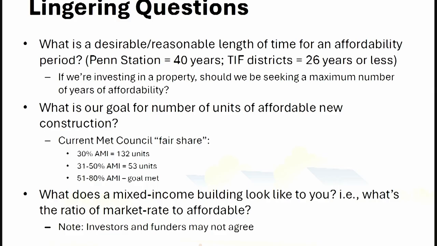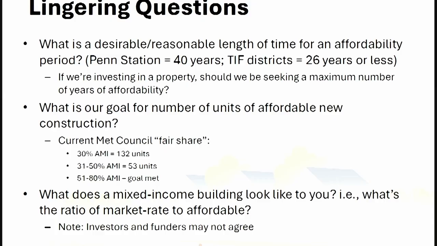And next page, we have some lingering questions that we would like to hear more from you about. The first is length of time. As we talked about, all affordable properties or projects with tax credits are likely to be affordable for 40 years. A TIF district, the maximum is 26 years, but sometimes they could be finished sooner. In the case of Hempel, the time period is 15 years. And while they won't receive 4D after 15 years, there's no guarantee then that affordability will continue.